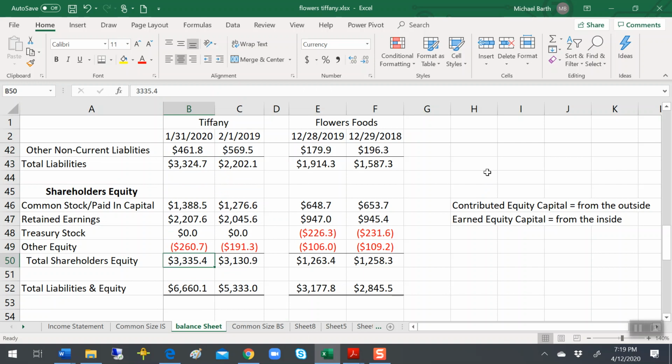It is shareholders' money. By the way, the shareholders own the retained earnings just like they own everything else. When we look over here at Flowers, of their $3 billion in assets, almost $2 billion of it comes from other people's money, and only about $1.2 billion is shareholders' money. That's called financial leverage. So they use more other people's money financing over here at Flowers than over at Tiffany's.